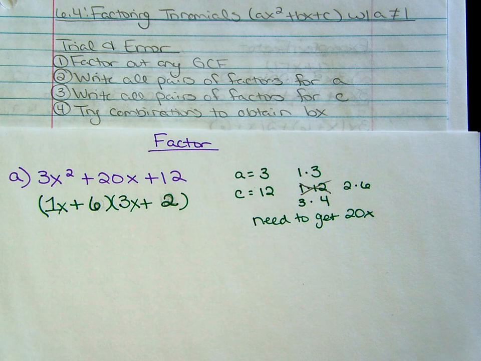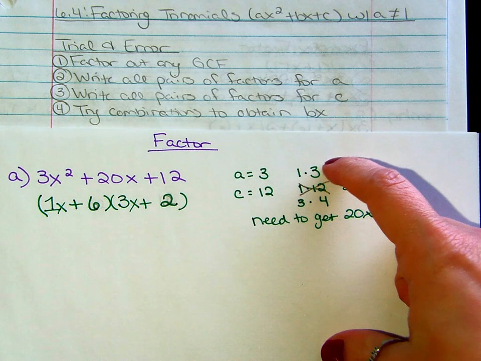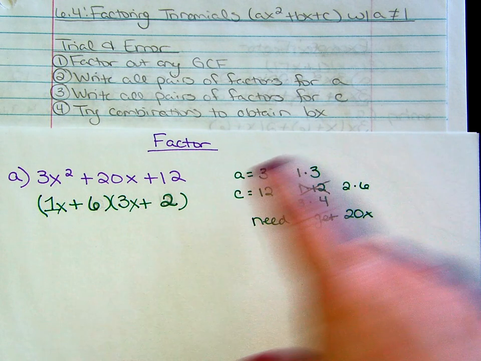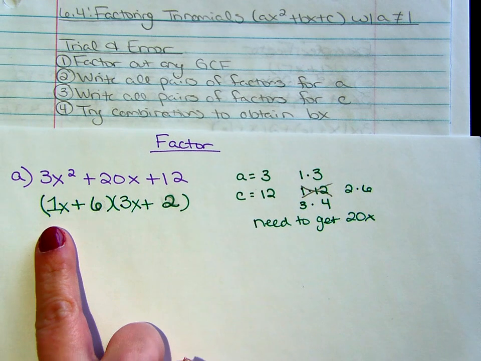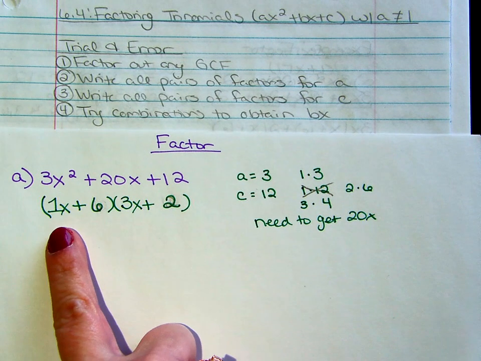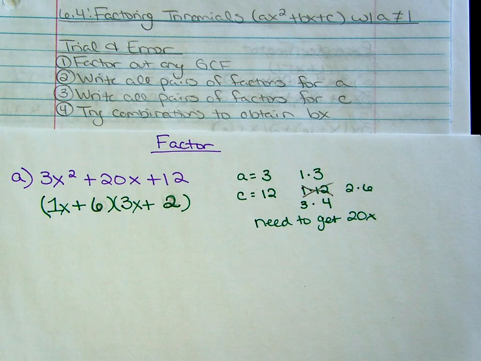Do we have questions on this one? Or need clarifications on anything? The 3 and the 1 are the factors of your A, because that's what's going to add together when we do our FOIL method to give us our 3x squared. And luckily, that's the only factors of 3, so we don't have to consider anything else.